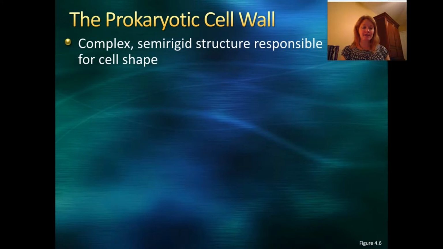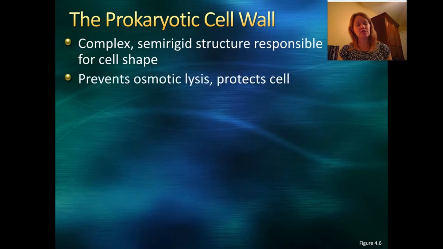It's a complex, semi-rigid structure. It's responsible for cell shape. So last time we talked a little bit about different shapes of bacteria, the bacillus, the rod shape, the coccus, the round, the curved vibrio, and the spiral spirillum. And this is all based on the cell wall. So different bacterial cells will have different shapes based on their cell wall.